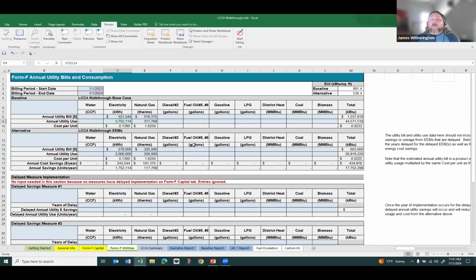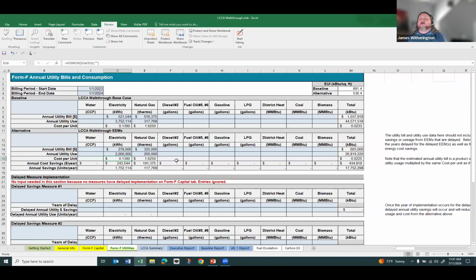For the alternative, these are your projections. So this will be what your projected annual utility bill and annual utility usage is when the EEMs are implemented. Note that in this instance, the way I set this up is that the cost per unit is going to be the same for the base case and the alternative for your utility service cost.